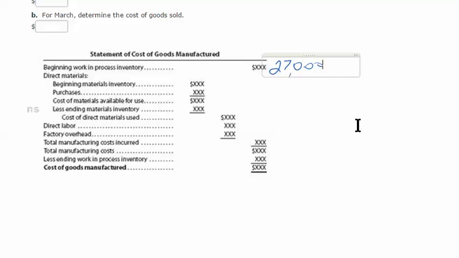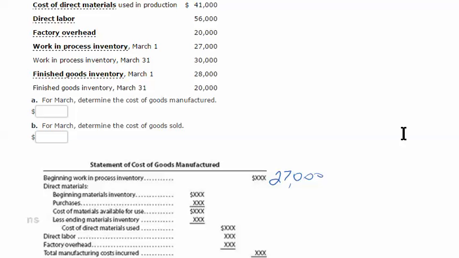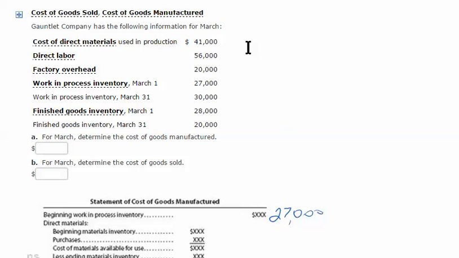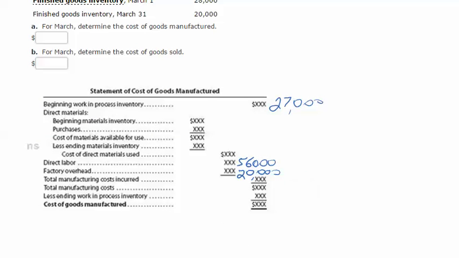So we'll jump down here, and I'm going to add my direct labor cost in here. The direct labor is $56,000. And my factory overhead is 20,000. We can see that here. So I'll add 20,000. Okay. And the cost of the direct materials used during production, 41,000. So they're just giving us this number here. They didn't give us anything in there. They're just giving it to us. So they're kind of shortening the work for us a little bit.